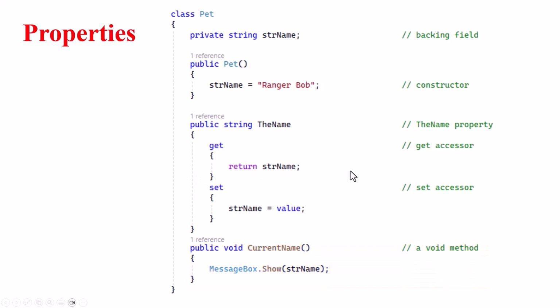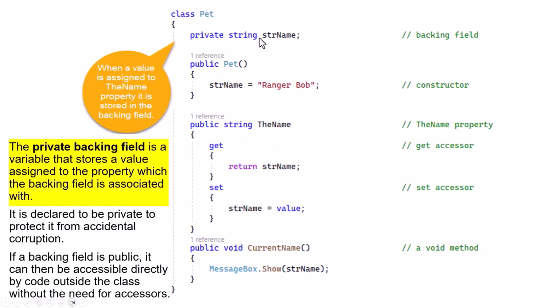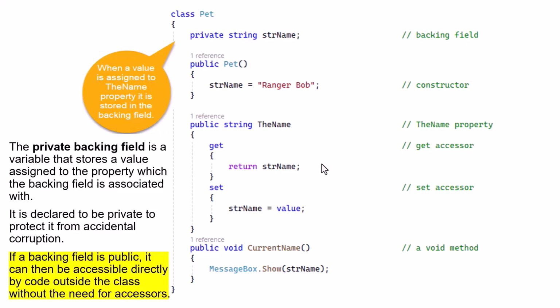Breaking it down further, if you look at that string name, the private backing field is a variable that stores the value assigned to the property which the backing field is associated with. It is declared to be private to protect it from accidental corruption. So nothing can change it except something internal to the program. If a backing field is public, it can then be accessible directly by code outside the class without the need for accessors. We don't want that. We don't want to bother having classes if you have that. We want to protect our data.